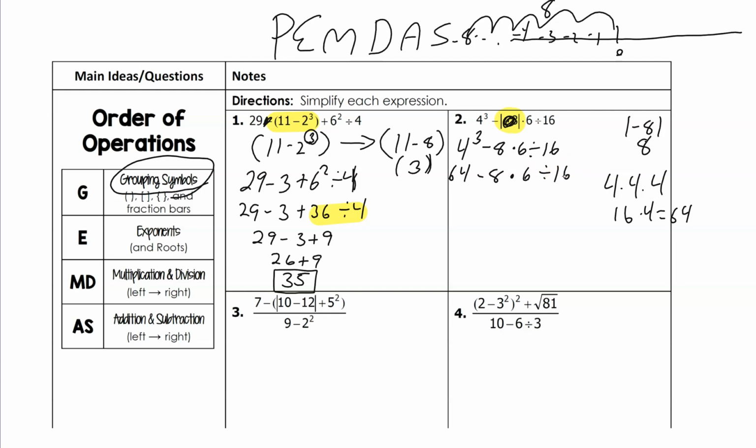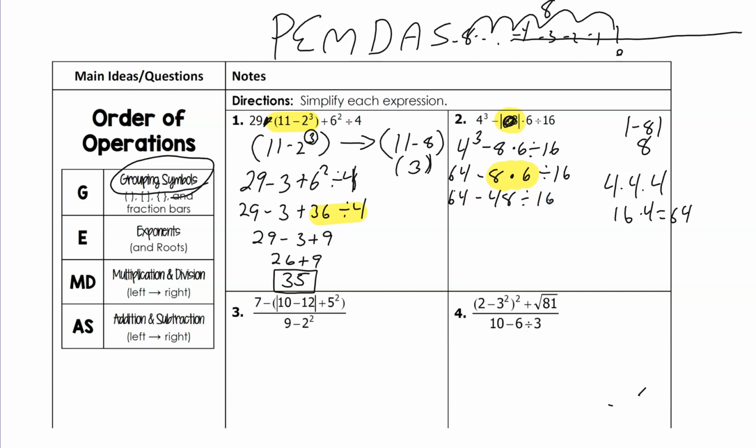All right, we reset again. No more parentheses, no more exponents, multiplication or division. So how do we tackle multiplication or division? Because you see we have a multiplication right here and division right there. Well, we go from left to right. As we go through here, we notice that the first time we encounter multiplication or division would be this 8 times 6. So we're not even going to use that negative sign in front of the 8. We're just going to do 8 times 6. So what does that get us? That gets us 48. So that gets us 64 minus 48 divided by 16.